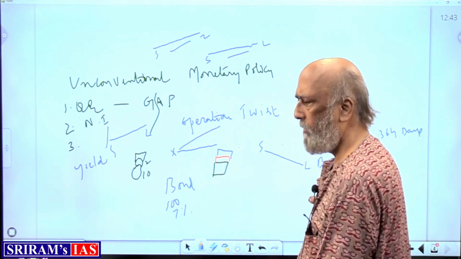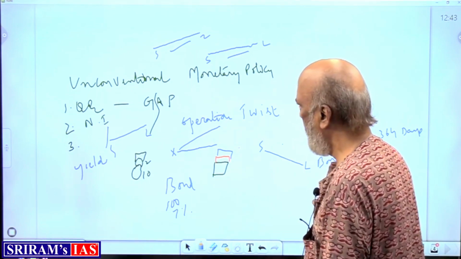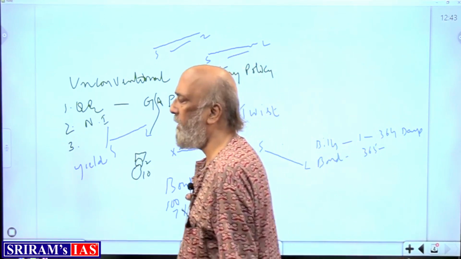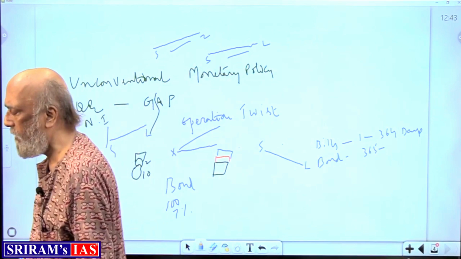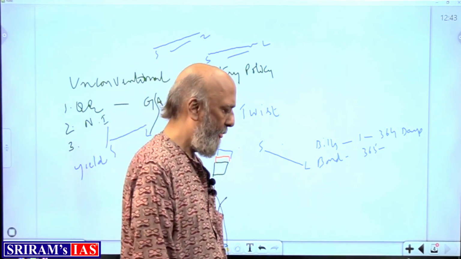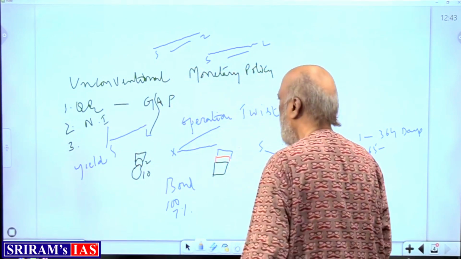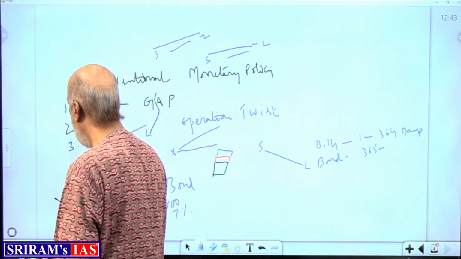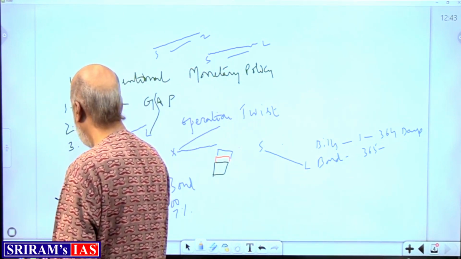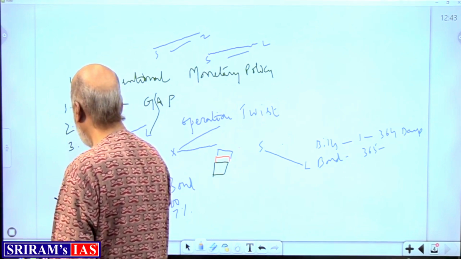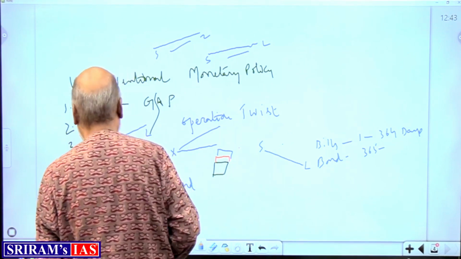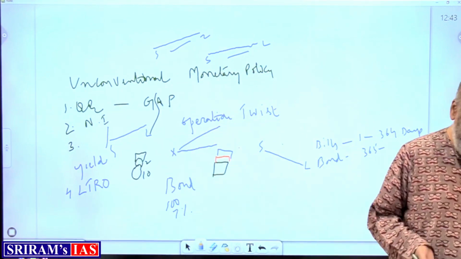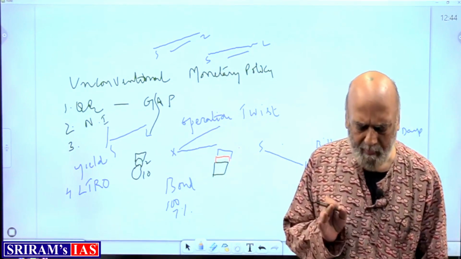I hope you understood. This was one more. And there are two more about the unconventional monetary policy in India. Two more. One is, all of them are potential entries. LTRO. Long-term repo operations. See, remember one thing.